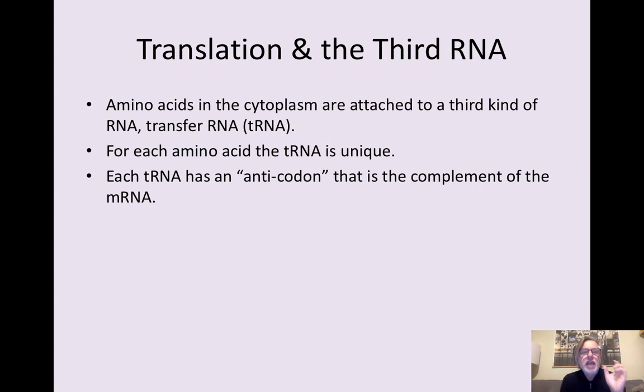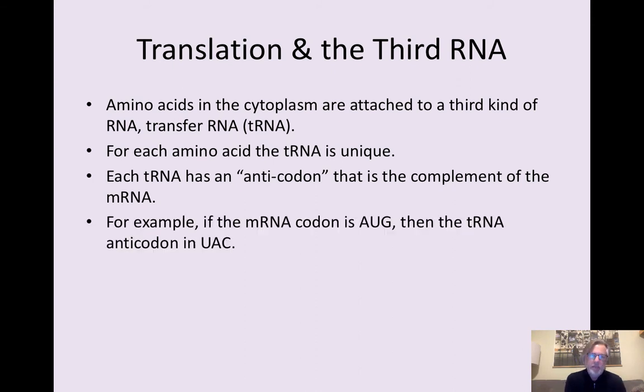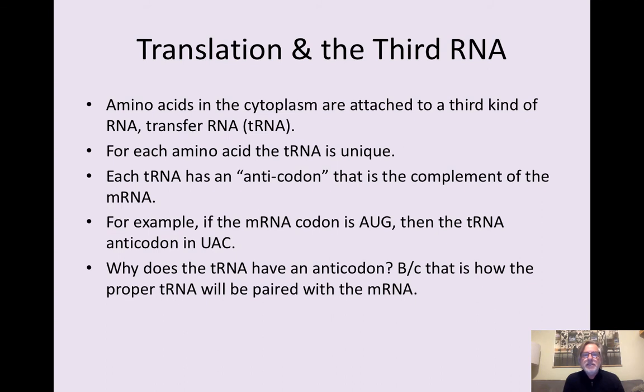And each tRNA has an anticodon that is the complement of the codon on the mRNA. For example, if the mRNA codon is AUG, then the tRNA anticodon will be UAC, because UAC is the complement of AUG. Why does the tRNA have to have an anticodon? Because that is how the proper tRNA will pair with the messenger RNA, as we're going to see in a second in pictures. So let's see how this all works.